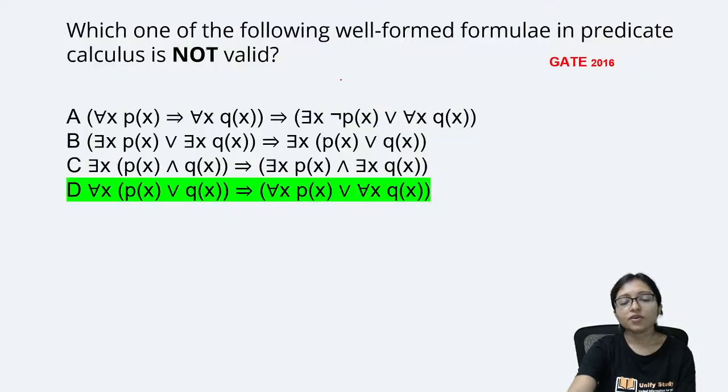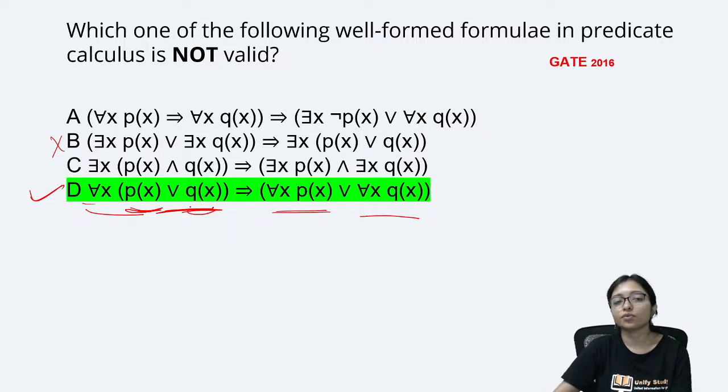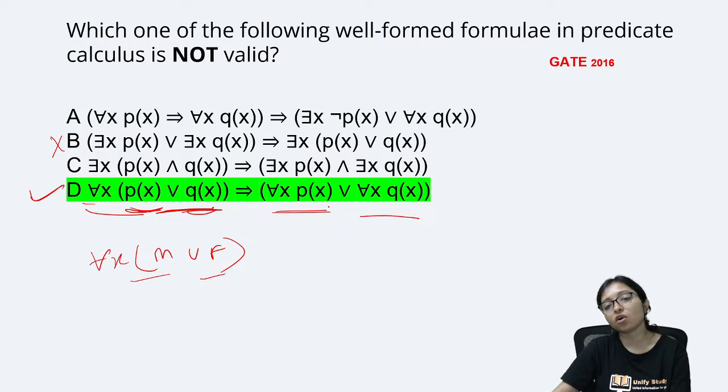Yes, so here your answer is option D, not option B. It is asking what are not the same. When I am doing for all x, p(x) or q(x), I cannot separate them. It is true for all, it is either p(x) or q(x). This is true: either they are male or they are female. In the class, either they are male or they are female. So in this class all are male or all are female, I can't do it.